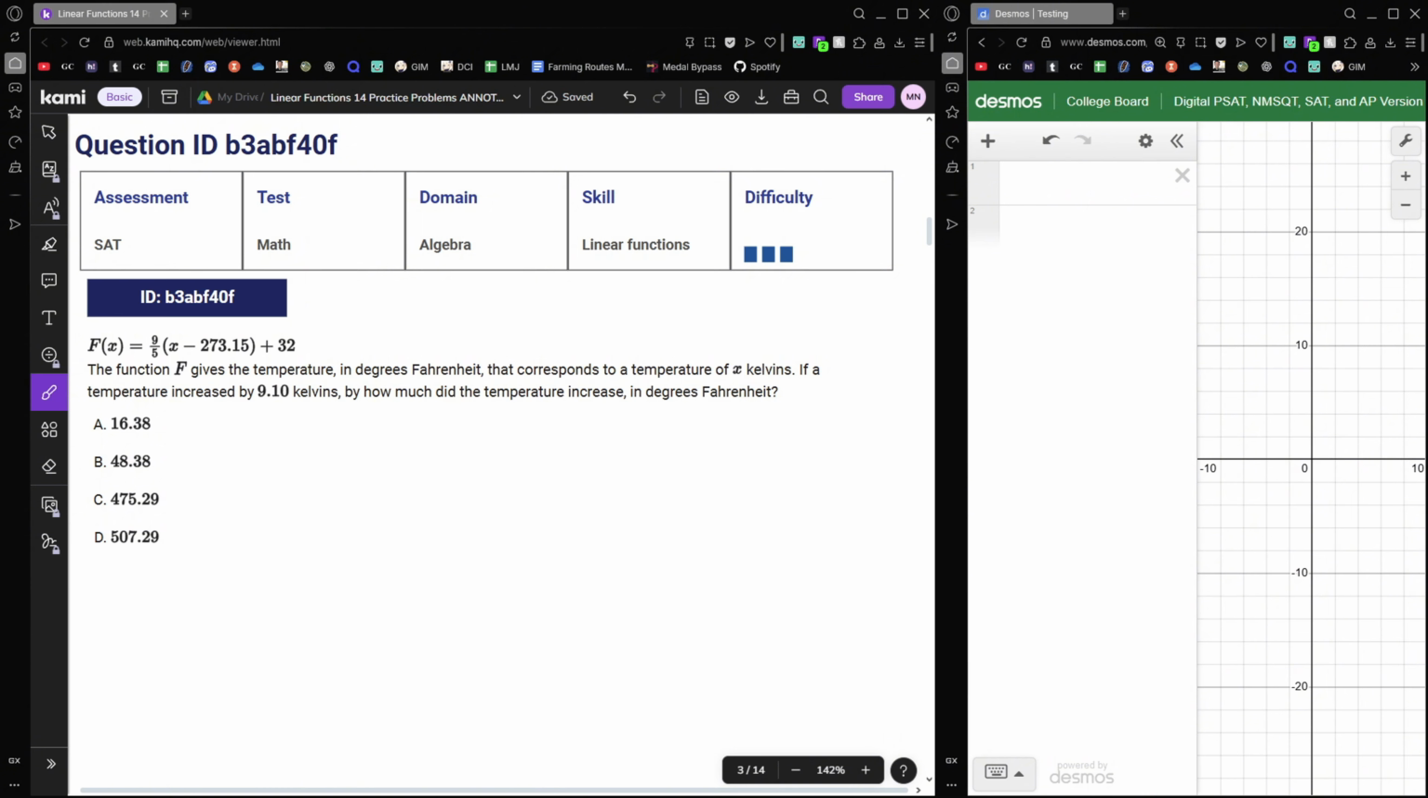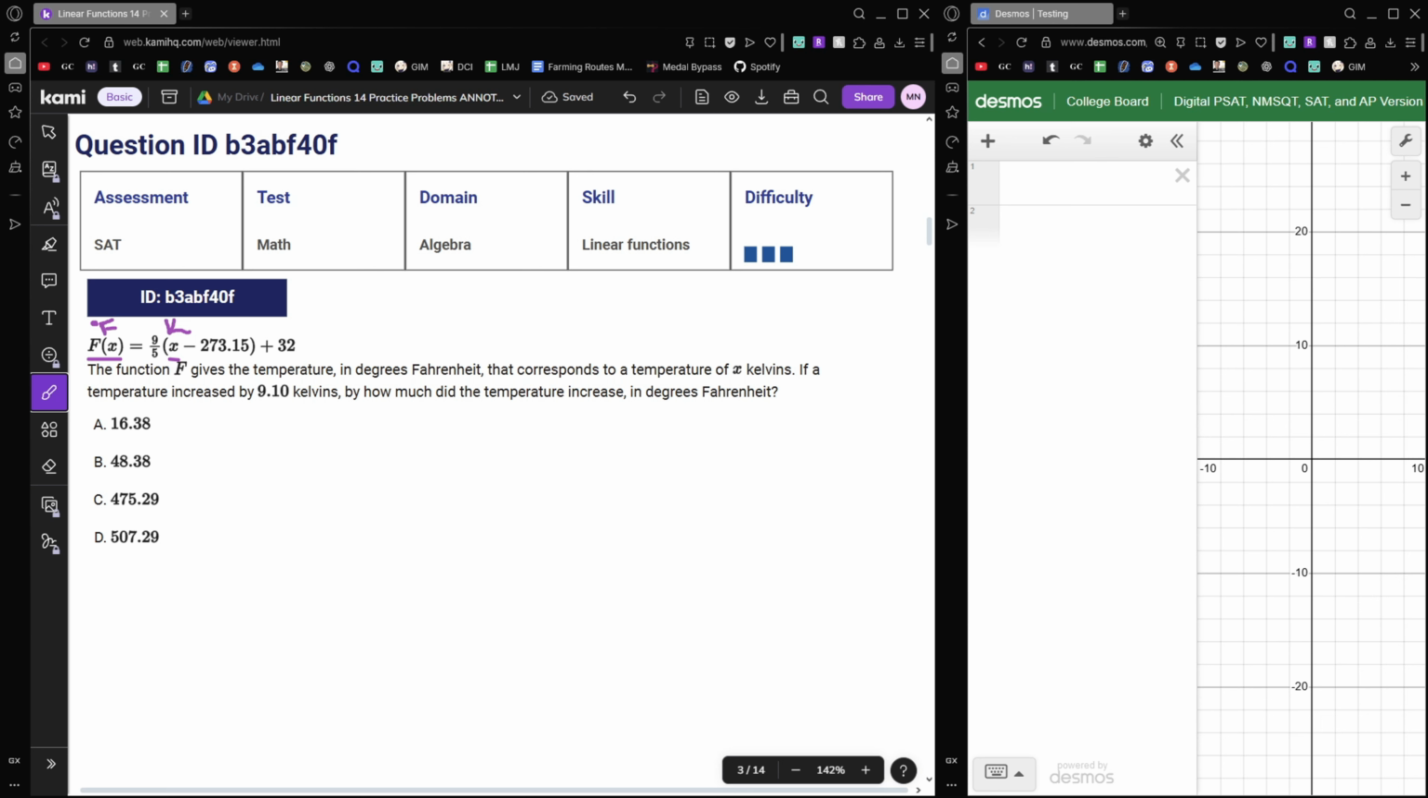Question number 3. The function f gives the temperature in degrees Fahrenheit that corresponds to a temperature of x kelvins. If a temperature increased by 9.1 kelvins, by how much did that temperature increase in degrees Fahrenheit? So here in our equation, we know that this f of x part is going to equal the total degrees in Fahrenheit, and we know that this x part is going to equal the amount of kelvins.